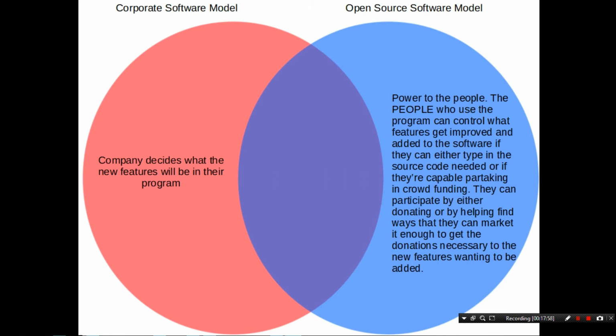Corporate software model: the company decides what new features will be in their next iteration of the program. Now, with the open source software model, it's the power to the people. The people who use the program can control what features get improved and added into the program. And they can do this by typing in the source code themselves. If they know how to make a computer program, they can crack open the program and make whatever changes they want themselves, or if they're capable of partaking in crowdfunding, they can spend a little bit of money to help get those bounties filled so that the developer can get paid.